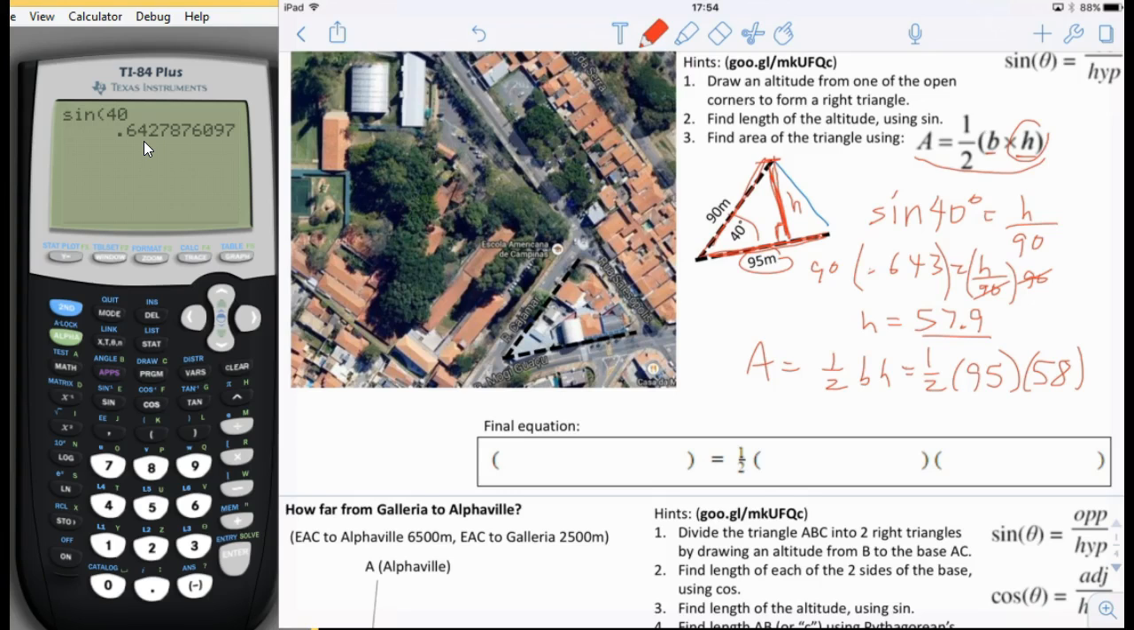We could say that the answer, which is 0.5 times 95 times 58, is equal to 2755, is equal to 1/2 times 95 times 58. And that's it.